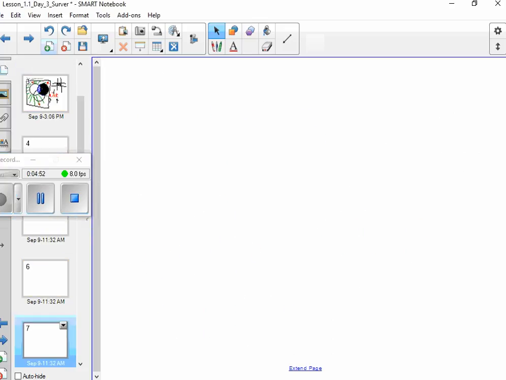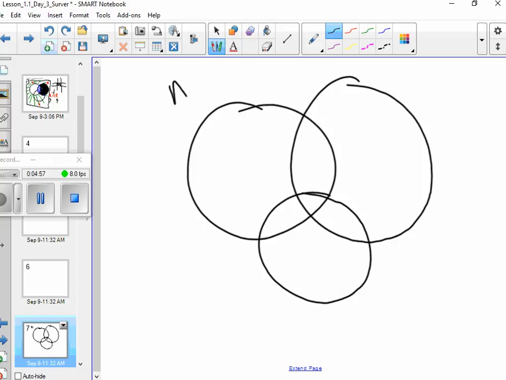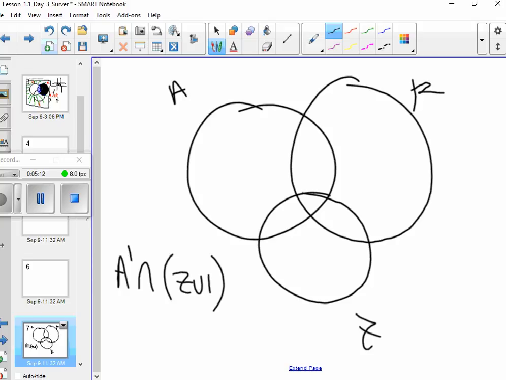See if you can handle this one. Aliens, robots, zombies. And the question is, what is A not intersected with the union of zombies and robots? I'll pause for a second while you try that one. All right, so let's see if you're doing this right. First off, I would start in the parentheses. Why would I start in the parentheses? Because the order of operations says to.